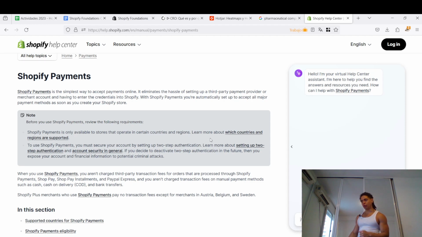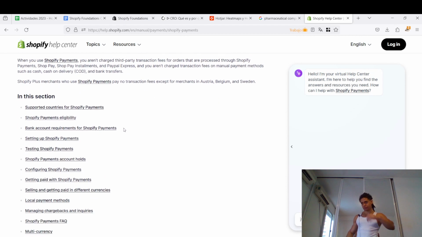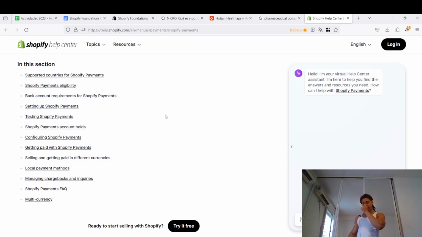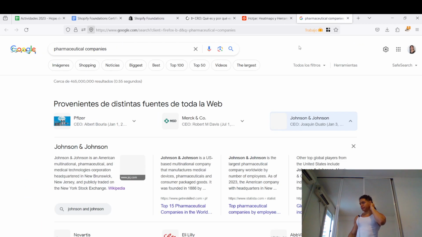There are certain regions and countries that are supported, and I get it because all of these huge, vast, diverse countries, some of them are business friendly, some are not, some are more controllable, and some are even at war. You name it. Supported countries for Shopify Payments.